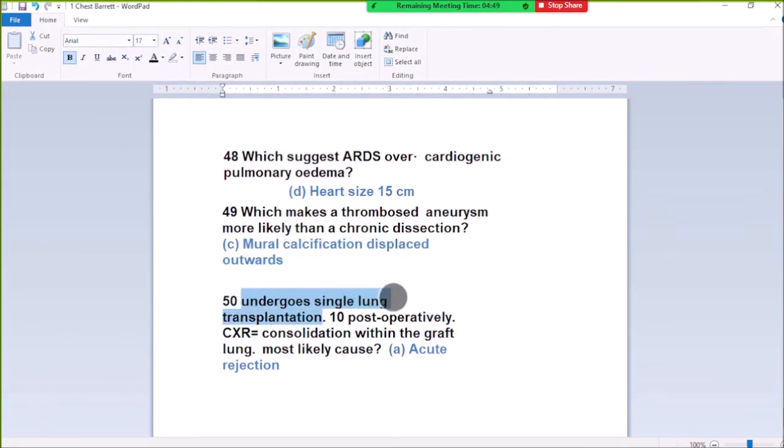50. Patient undergoes single lung transplantation. 10 days post-operatively, chest X-ray shows elevation with consolidation within the graft lung. Most likely cause: acute rejection. Now 10 days post-op will be acute rejection, and consolidation within the graft lung will be most likely acute rejection.